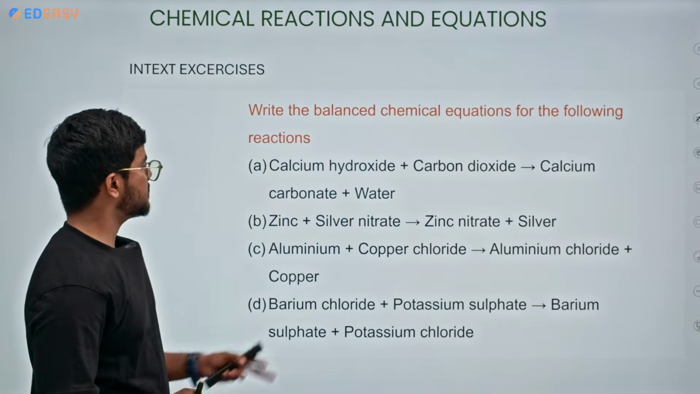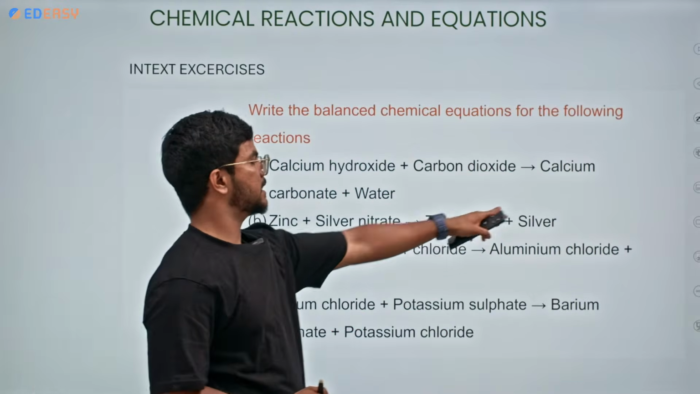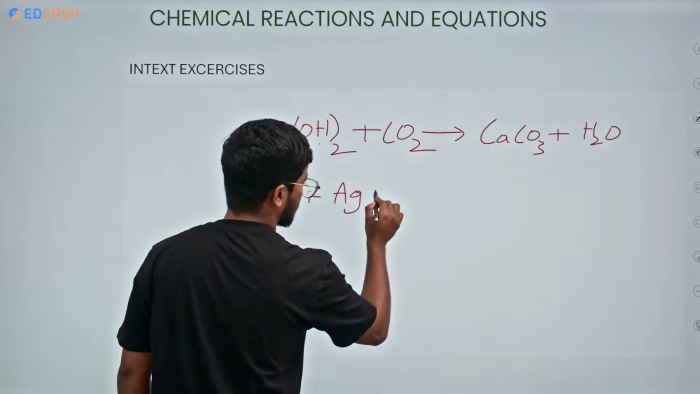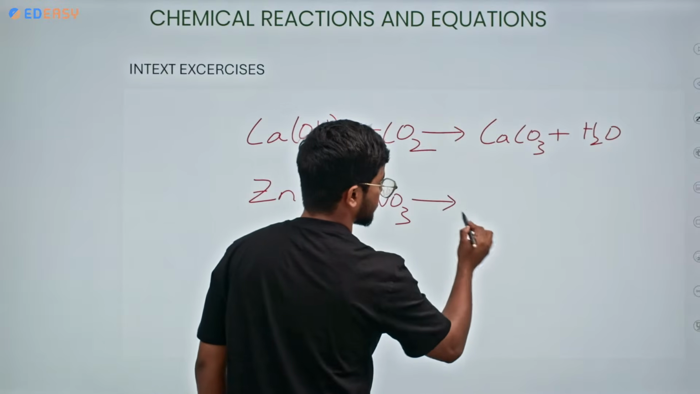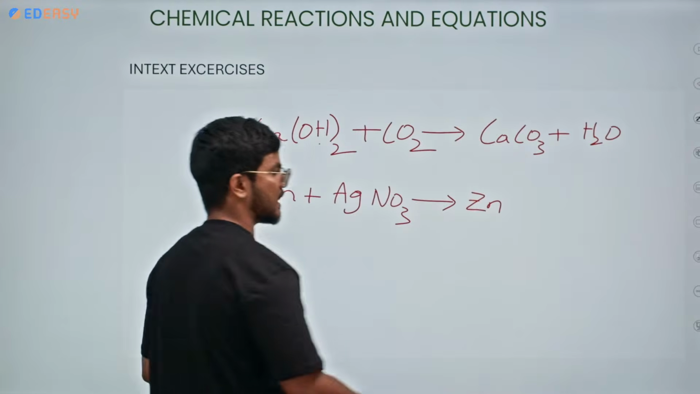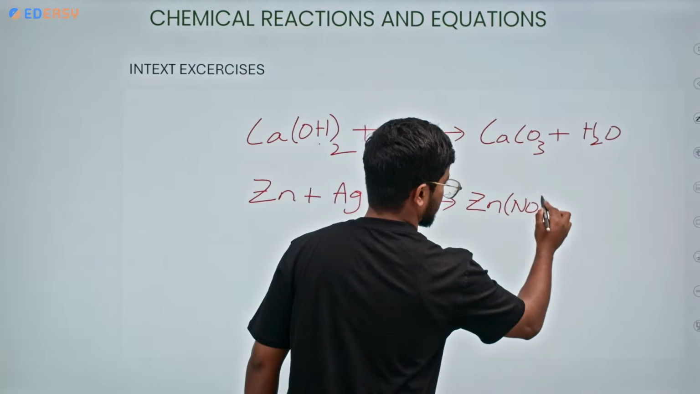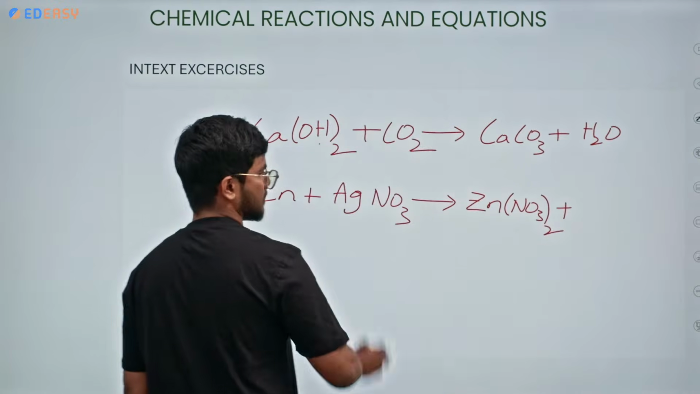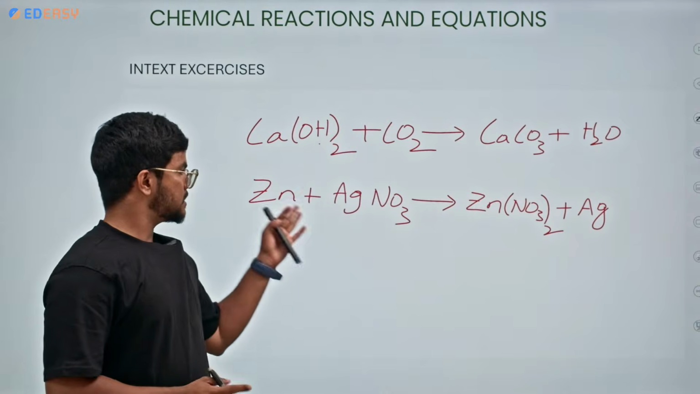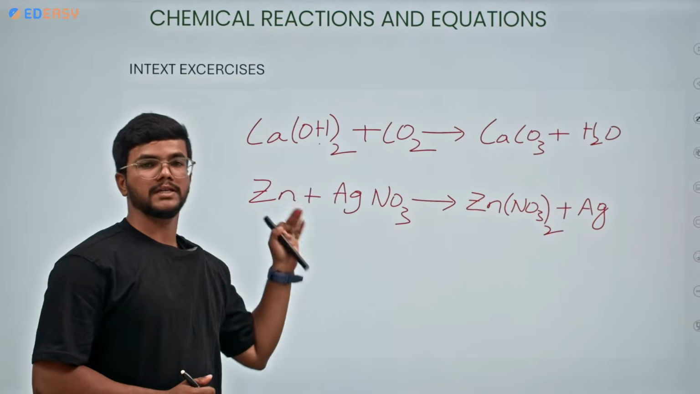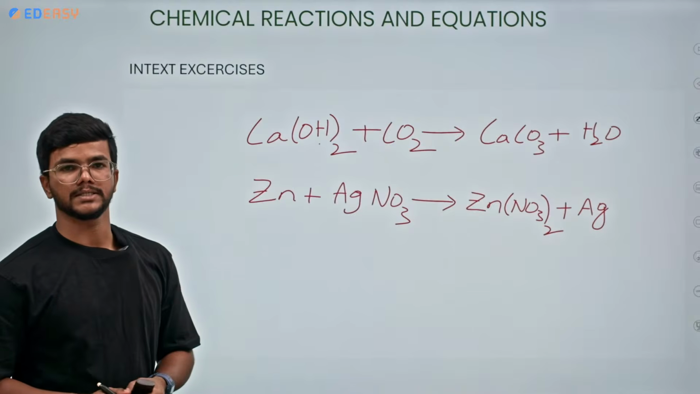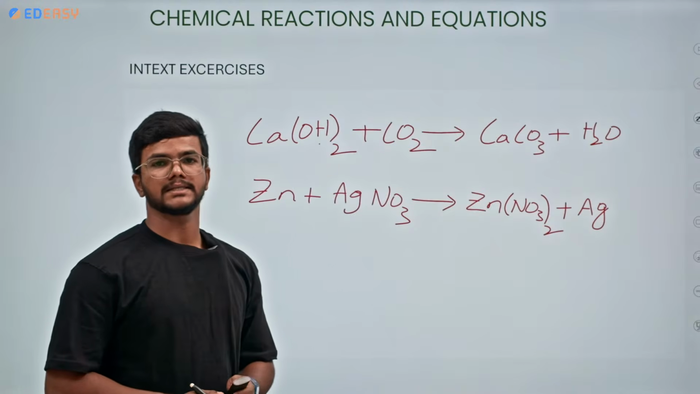Yes. Next, zinc plus silver nitrate gives zinc nitrate plus silver. Zinc plus silver nitrate is AgNO3 gives zinc nitrate. Zinc charge is plus 2, nitrate charge is minus 1. Plus 2 minus 1 means nitrate should be 2 times, plus silver. Silver is Ag. So this is the representation of the word form of the equation in chemical formula. You just need to balance this. Okay, balance this and post it in the comments. This is the assessment. Okay, take it as an assessment.